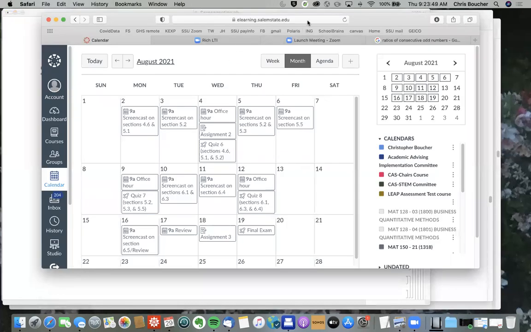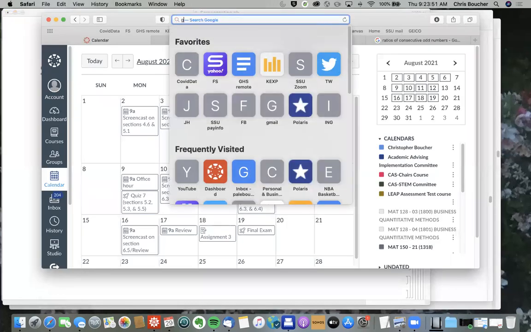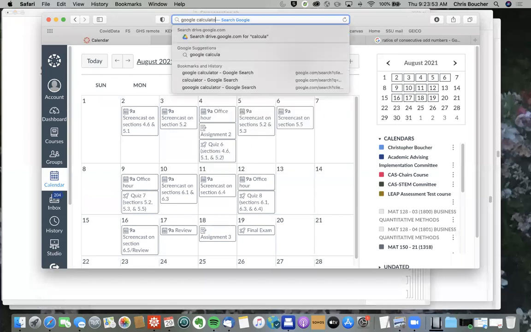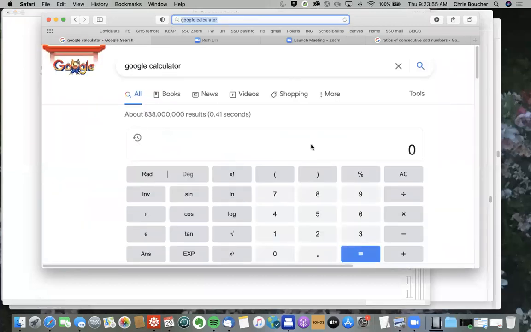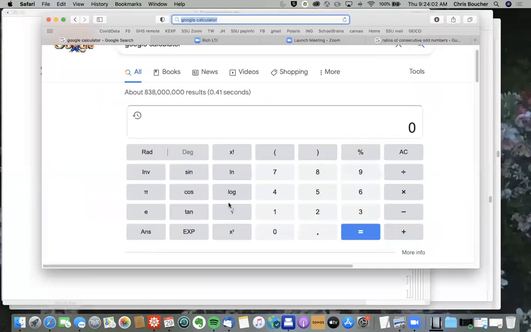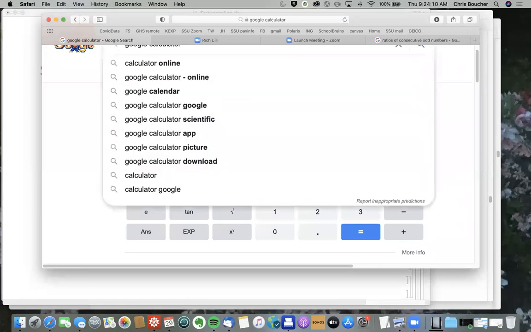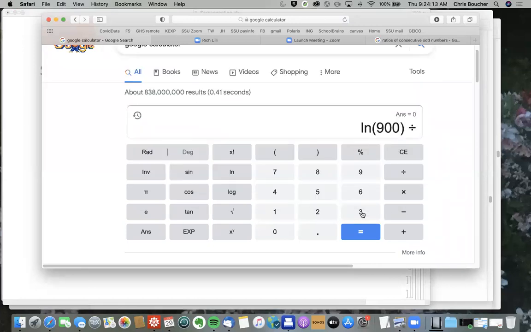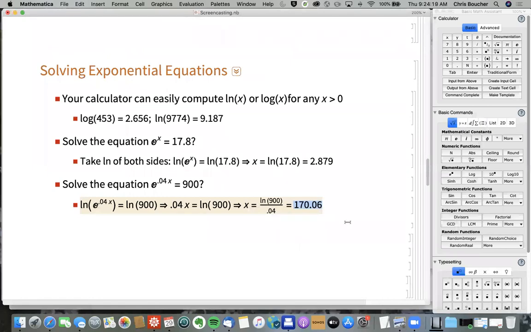Maybe we can get Google Calculator up here. So what did I want to do again? Natural log of 900 divided by 0.04. So here's the LN button and here's the LOG button on Google Calculator, right? So I do that, 900, close the parentheses, divided by 0.04. Right, and there's the 170 that we got.